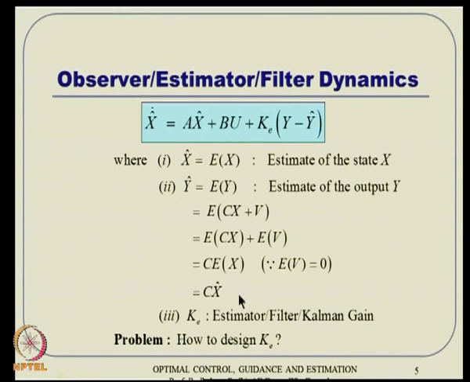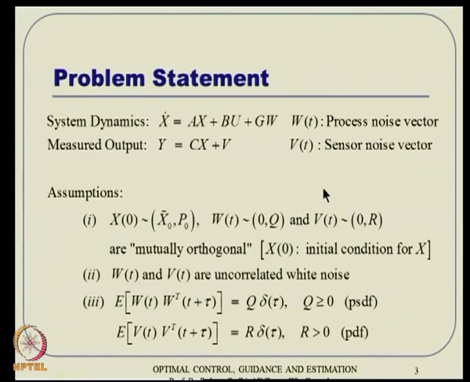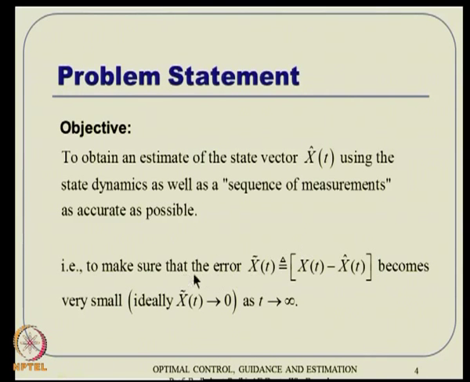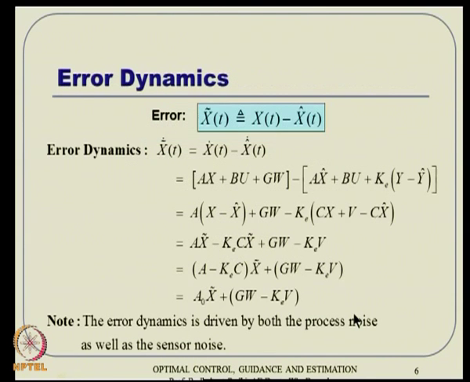Now, the whole point is how to design this K e. Once we know this K e, we have got this initial condition, at least in the mean value sense, and we can simply propagate this dynamics. That is the whole idea here. But you have to design K e in such a way that the error goes to 0 as t goes to infinity. That is the primary objective. How to design that?